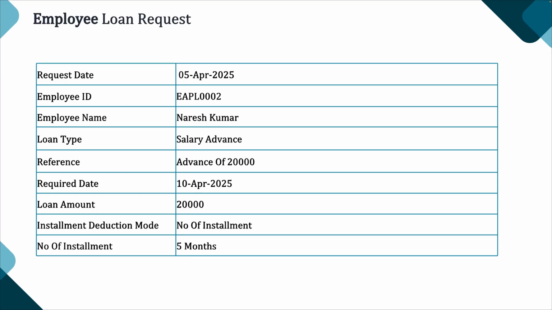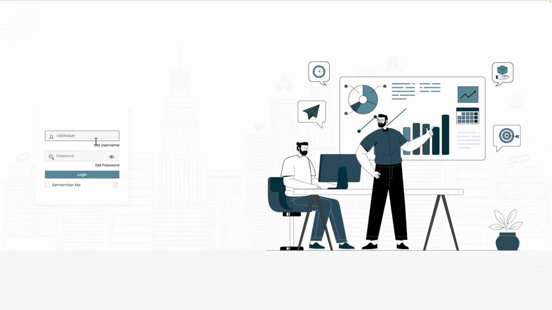Next, installment deduction mode as number of installment. Next, number of installment field, how many months we have to enter. So let us enter this data into our ERP system. Let us log in to our ERP system. Enter the credentials, username and password.